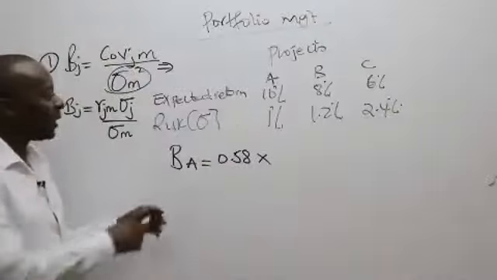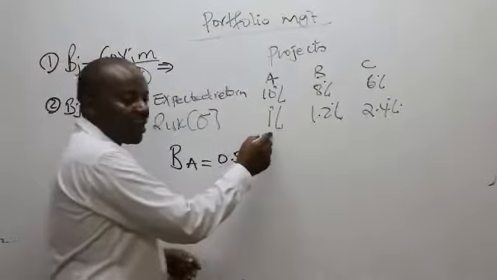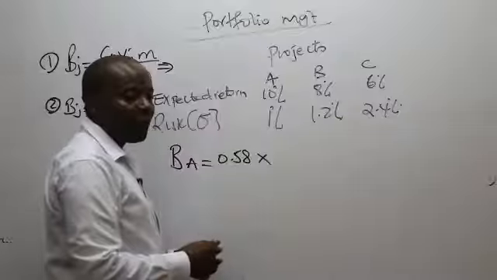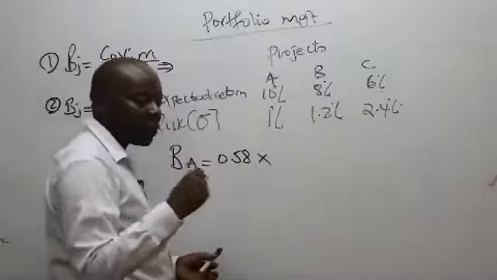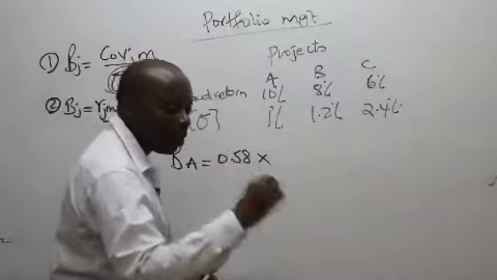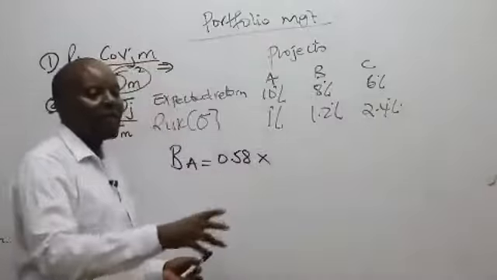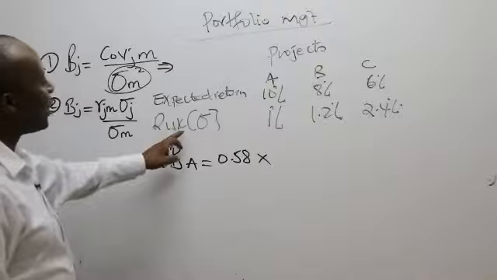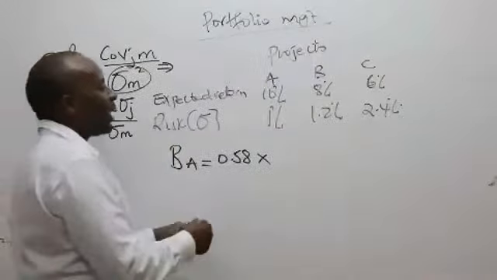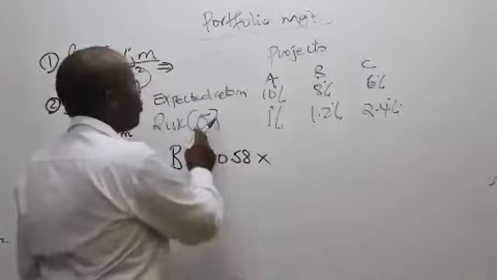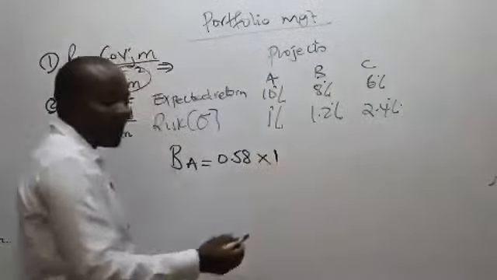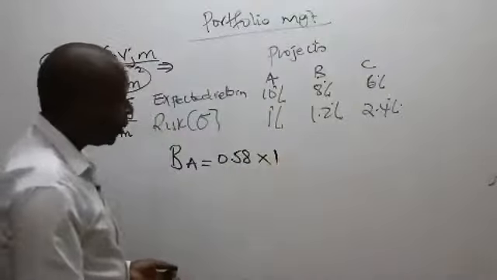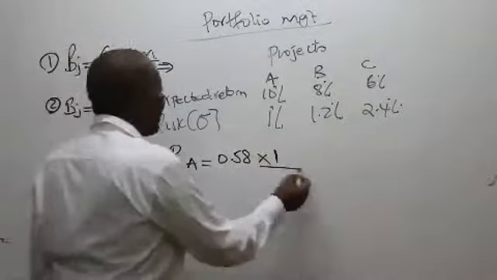Remember, I'm taking the correlations given down here. Actually, if you are good, you can even take a screenshot of that question that you have just written and throw it on our WhatsApp group. So we have 0.58 times the risk. Risk is the standard deviation, and the standard deviation given here for A is 1. You can omit the percentage. All over the standard deviation of the market.